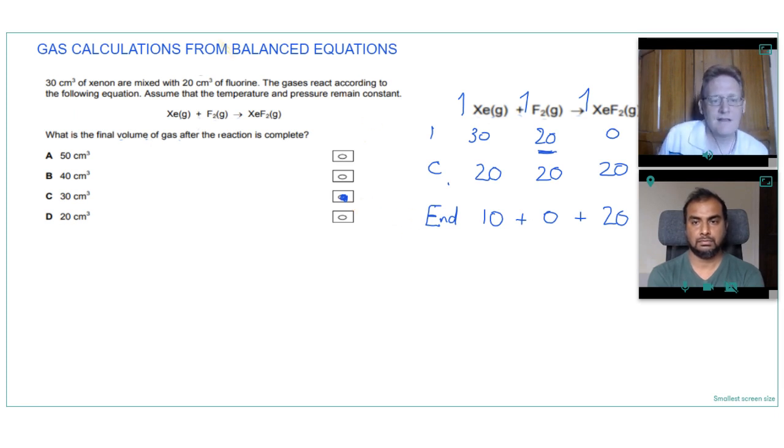So for gas calculations from balanced equations, we couldn't do this with solutions or solids. We can just use the centimeters cubed. We don't have to convert them into moles when we're using gases.